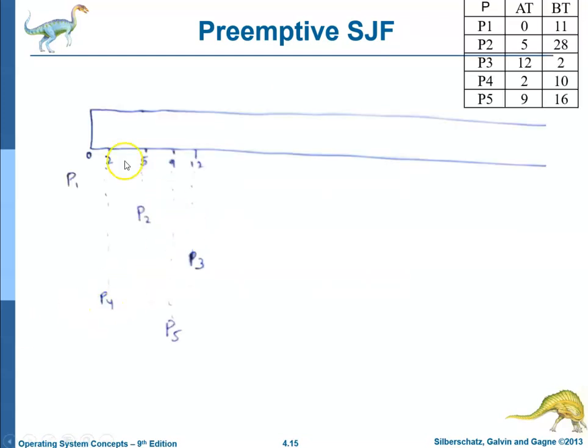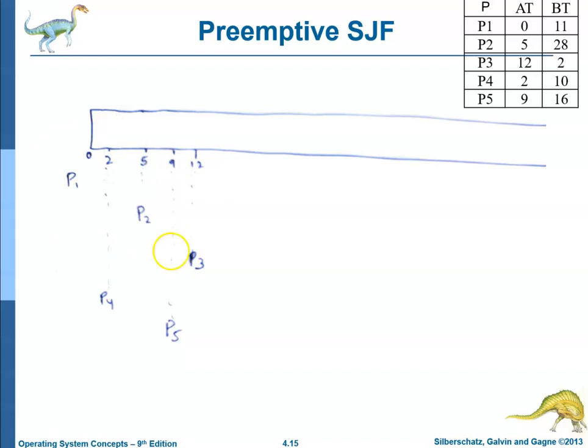The first thing you need to do is to plot an empty Gantt chart like this and then plot the arrival of the process on the Gantt chart. For example, here P1 came at time 0, P2 came at time 5, P3 came at time 12, P4 came in at time 2 and P5 came at time 9. So like this, plot the arrival of the process on the empty Gantt chart.